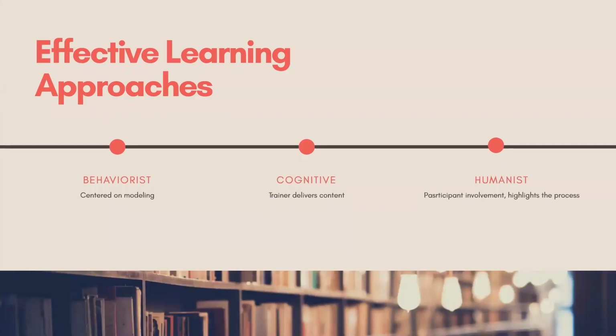So let's talk about some learning approaches. When it comes to training, there's not just one approach that's effective at getting people to learn. To be effective, you really have to adapt to your audience. So we'll talk about 3 different approaches here: the behaviorist, cognitive, and humanist approach. As we're going through this, think about how this might apply in real life.